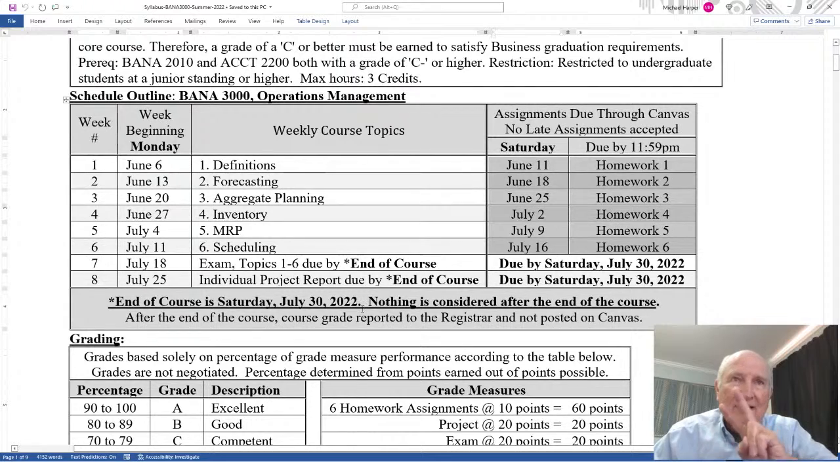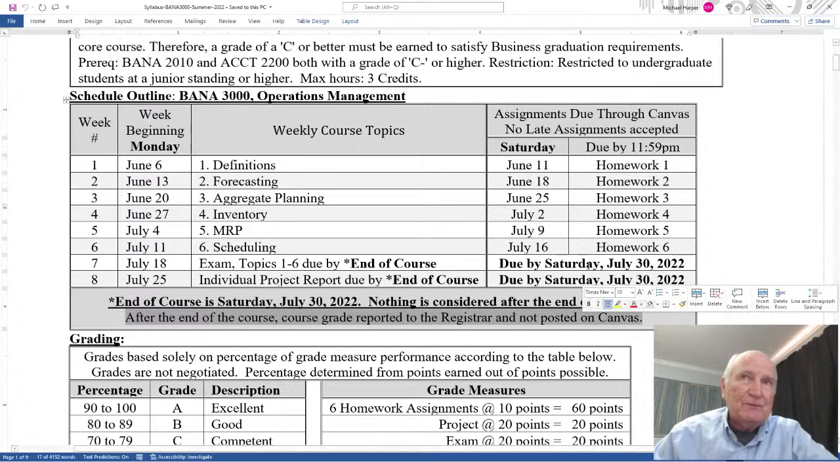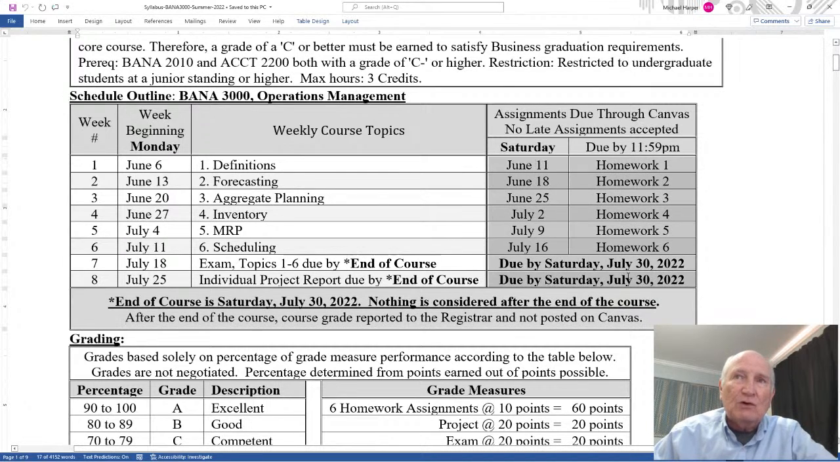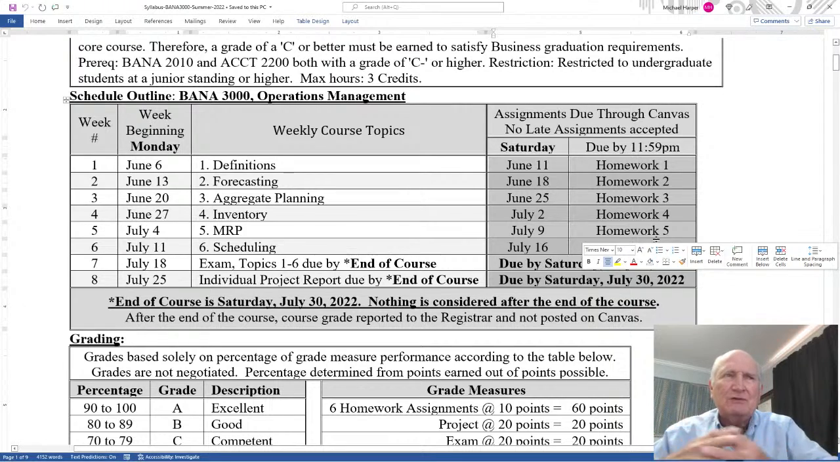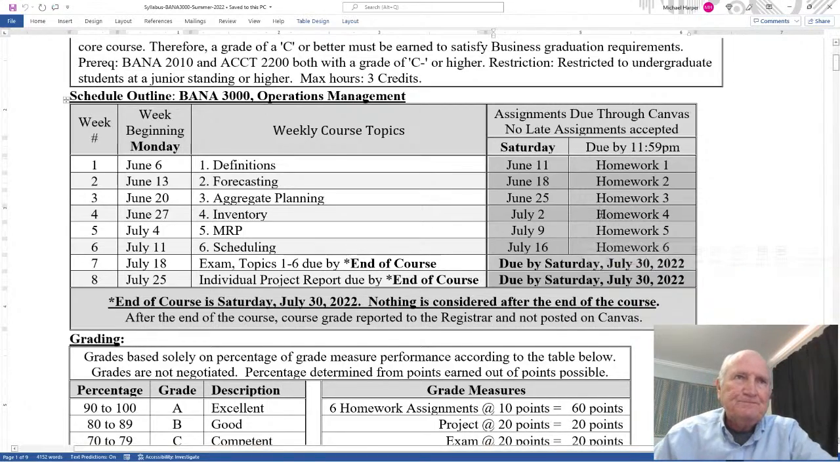The second is that the end of the course is July 30th. Nothing is accepted or even considered after the end of the course. After the end of the course, your letter grade is reported to the registrar and not posted on Canvas. But the grades on all of the individual measures will be posted on Canvas, so you can see them. The final grade will be sent to the registrar.